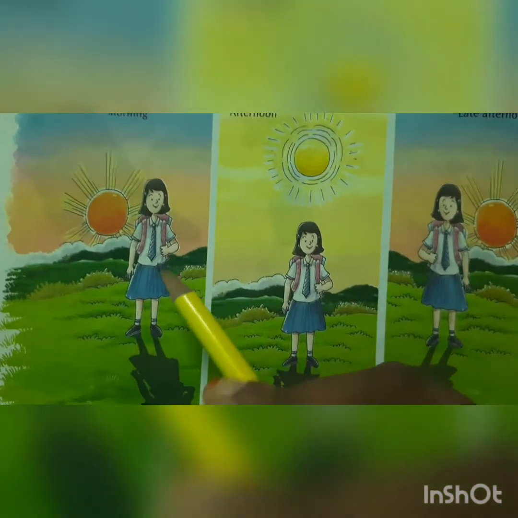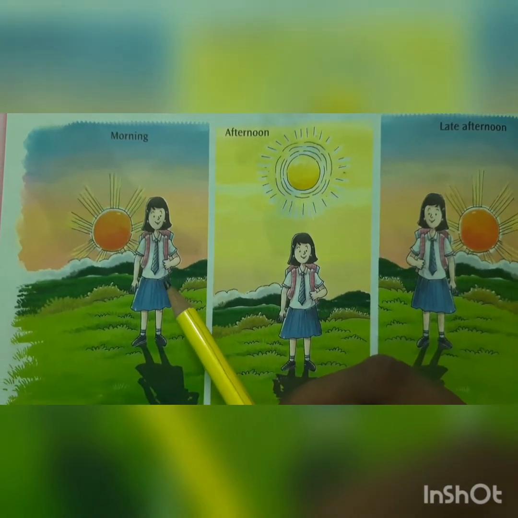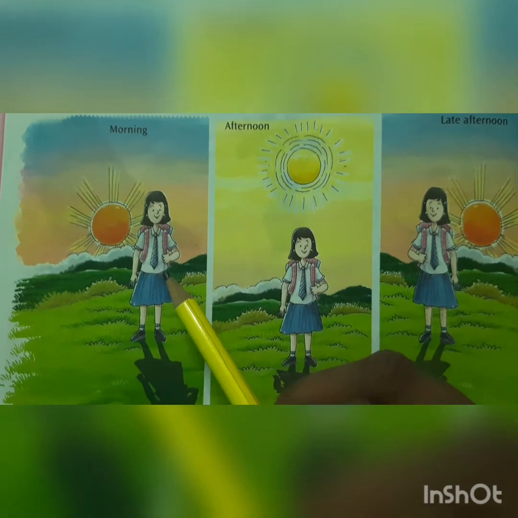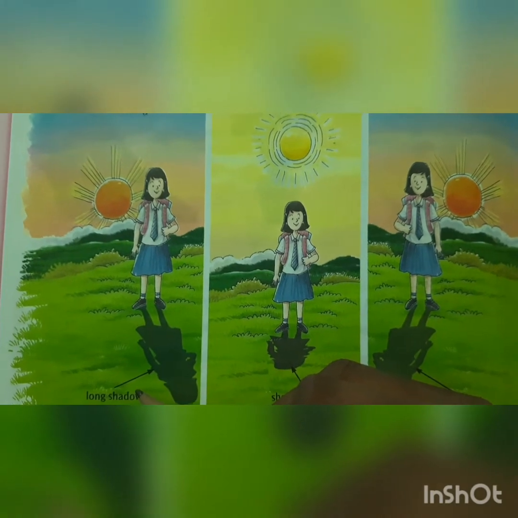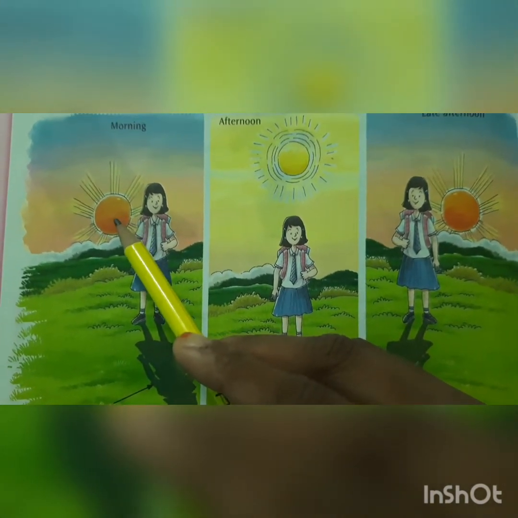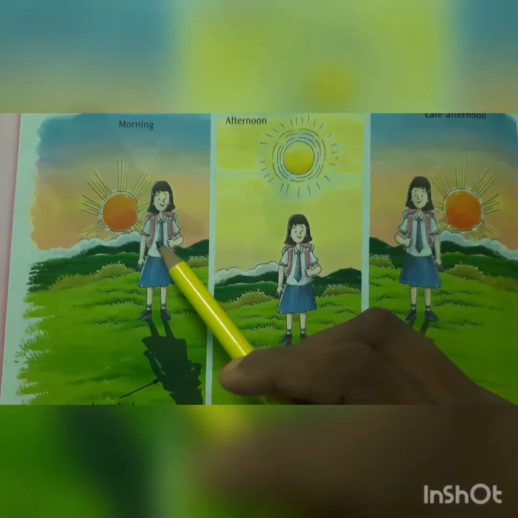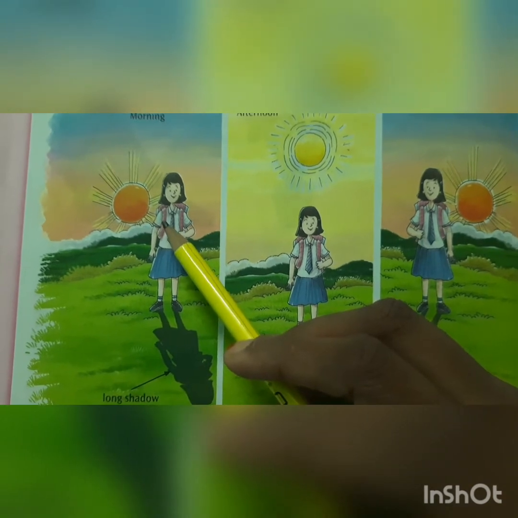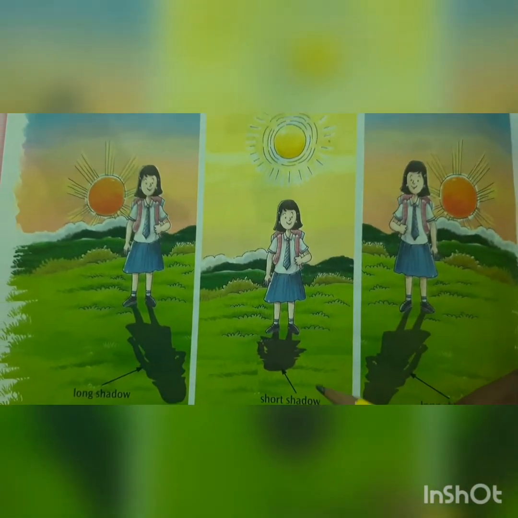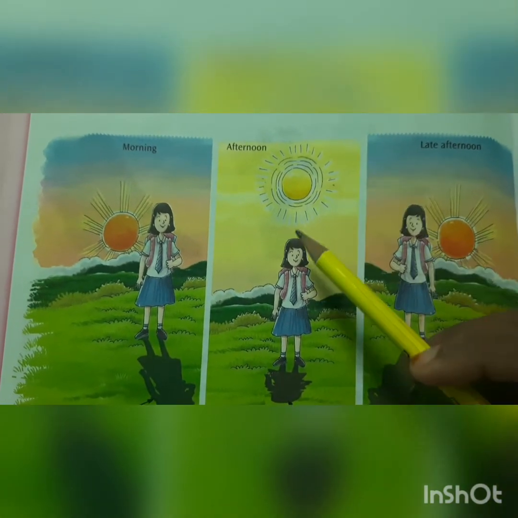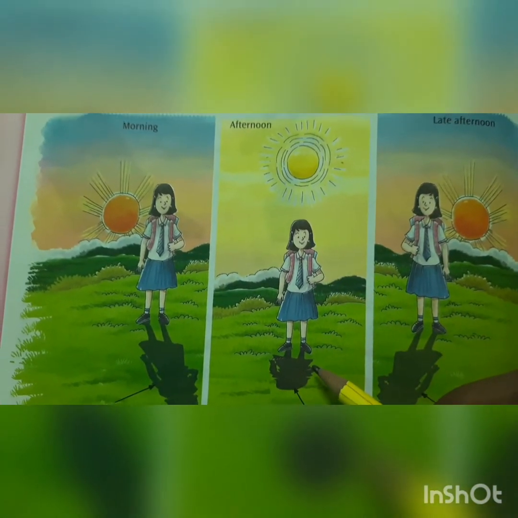Now look here. This is the morning. The sun is rising when you are coming to school at 7:30 or 8 in the morning. This is the morning sunlight, so a long shadow is formed, meaning the sun is beside you. The light is just coming through and a long shadow is formed. Now look, a short shadow forms when the sun is on the top of your head, so the light is falling like this.